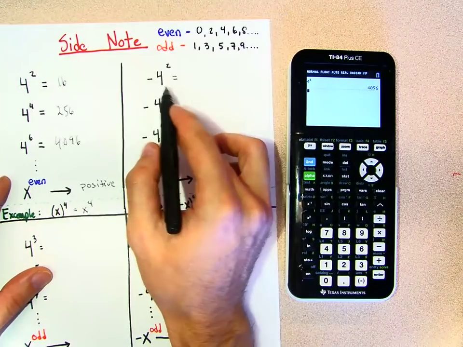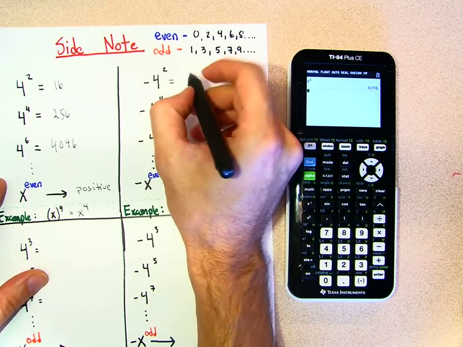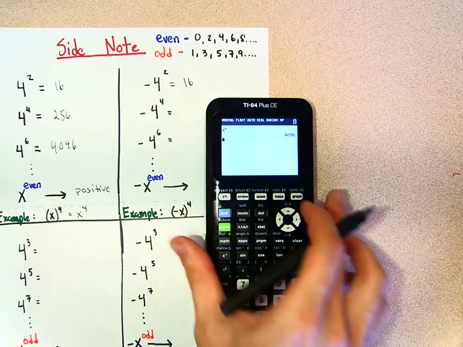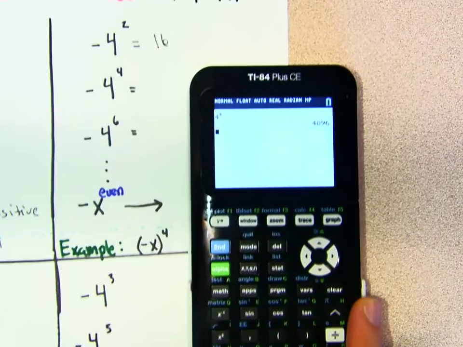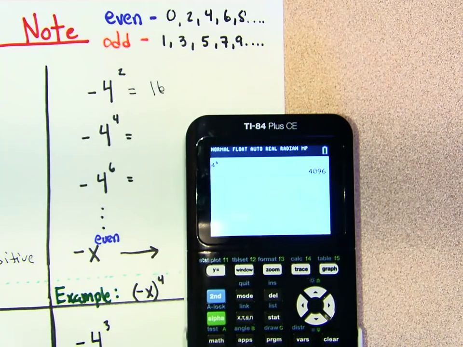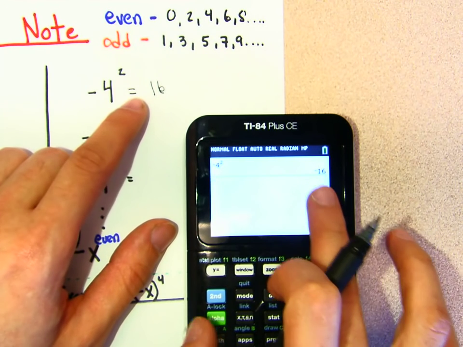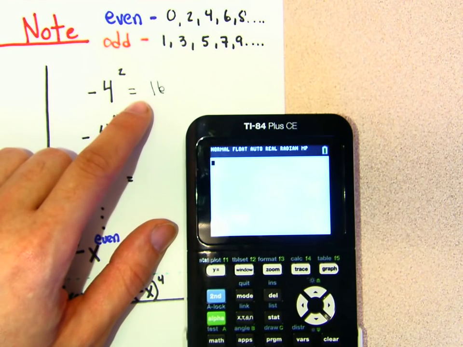Well, what about here? What's negative 4 squared? It's 16. And watch what happens in your calculator. Please do not make this mistake anymore. Common mistake. They say, oh, Mr. G, I got negative 16. You see, if you do negative 4 squared, you get negative 16. But that's incorrect. What you need to do is parentheses negative 4 squared.